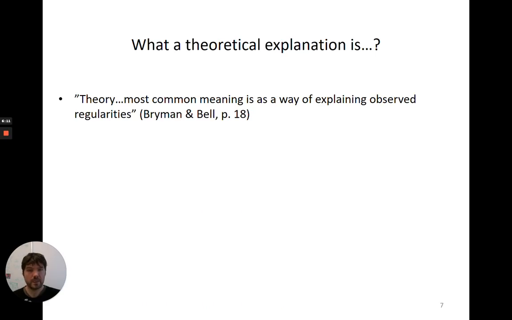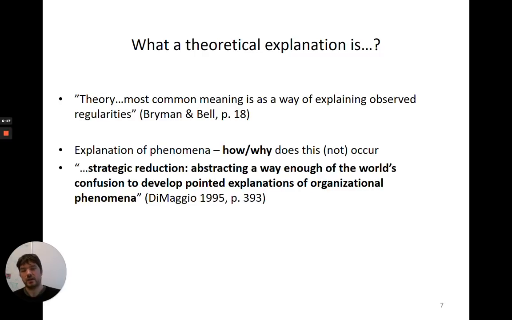We can call it a term that helps us explain observed regularities, or I prefer this explanation here: it's an abstraction. It's a way of abstracting away enough of the world's confusion to develop a pointed explanation of something. So a theory involves a reduction of what's going on here. It's a simplified explanation of why or how something is happening or why it's not happening. So that's what a theory is trying to do.